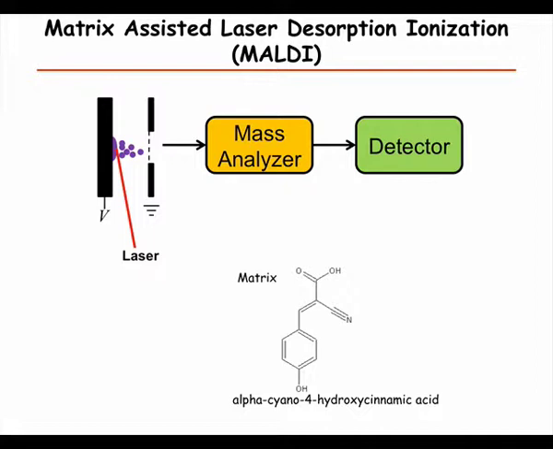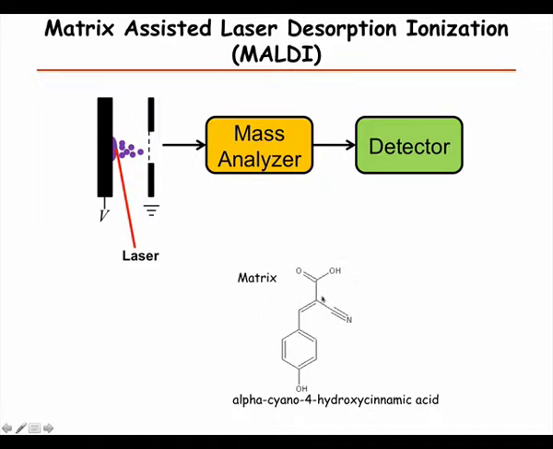What you do is you add a matrix, a molecule like this, and people have tried a lot of different types of matrices. The main thing is it should be a molecule that, when you dry it down, crystallizes nicely, and it should also incorporate the peptides and proteins into the crystal while it crystallizes, and it should absorb the laser light.